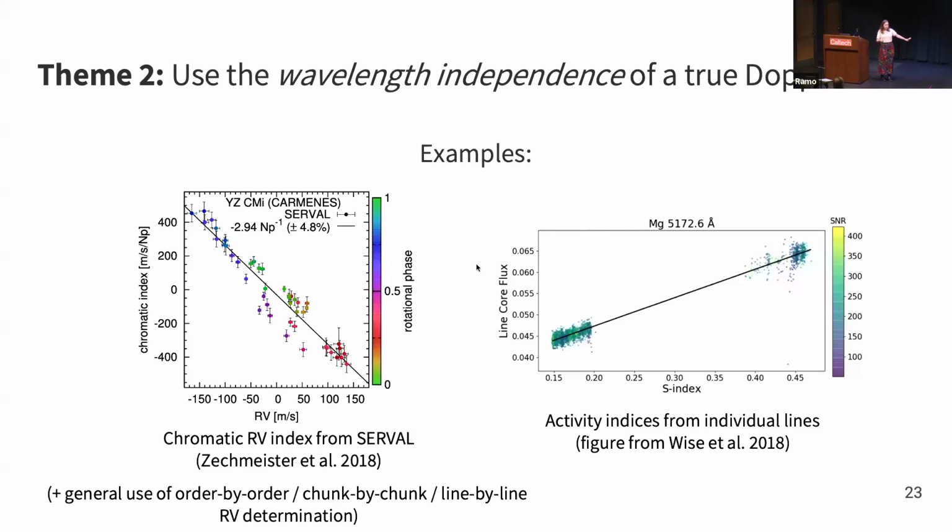I would also put activity indices from different individual stellar lines into this category. Something like looking at the calcium H and K index is saying this activity information is localized to this bit of the spectrum. And this figure is just one example from a paper by Alex Wise looking for more lines that correlate with the chromospheric S index and trying to generalize that to using more localized activity indicators.